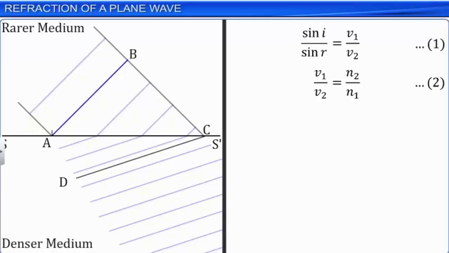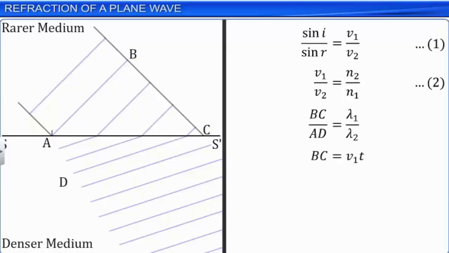As such, the number of wavefronts between B and C is equal to the number of wavefronts between A and D. Therefore, BC by AD is equal to lambda 1 by lambda 2. Since BC is equal to V1t and AD is equal to V2t, we have lambda 1 by lambda 2 is equal to V1 by V2. Let this be equation 3.